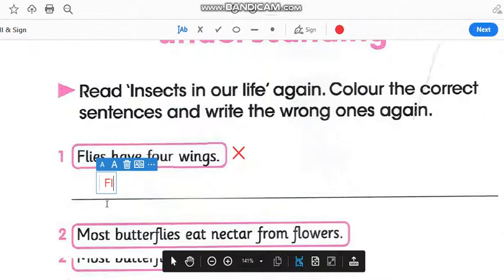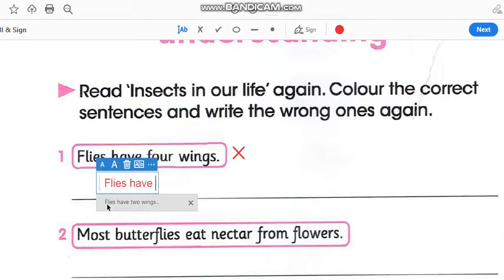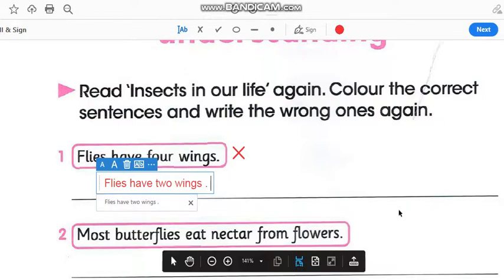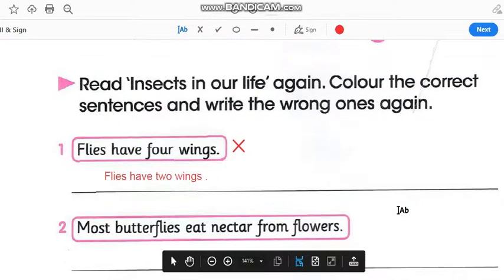Flies have 2 wings. Put a full stop at the end. Number 2.